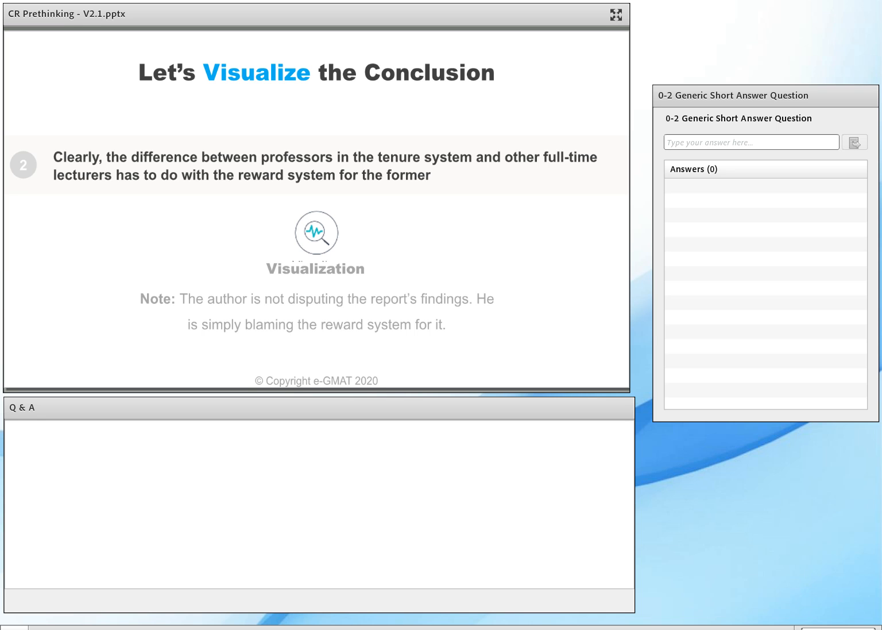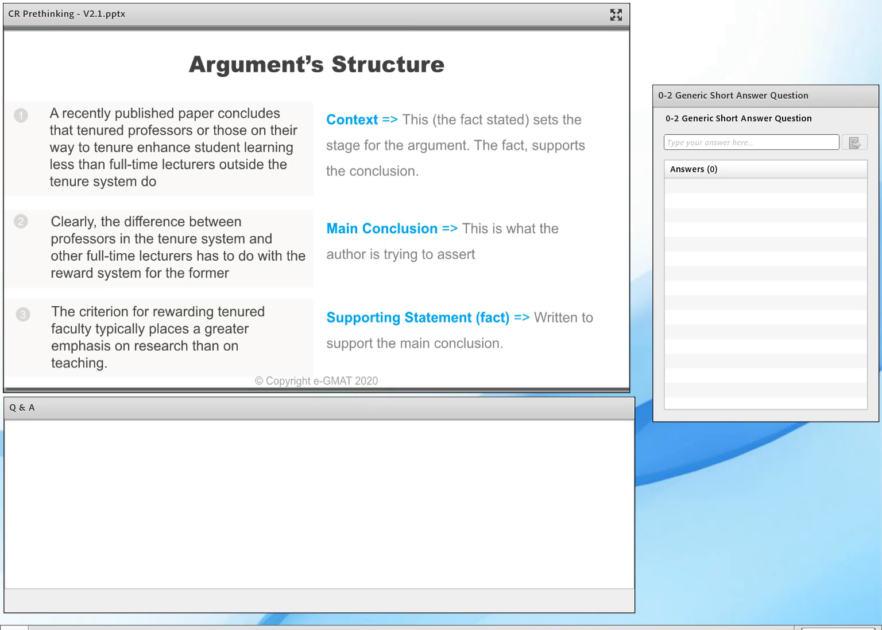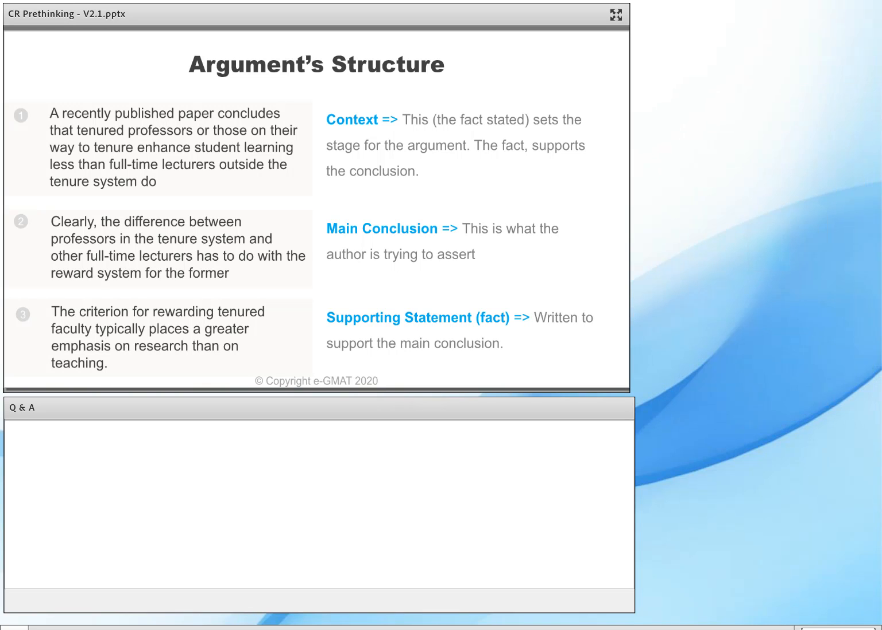Again, the key thing over here is the author is actually not disputing the report's finding. Some people think about it. He's just simply blaming the reward system for it. Okay. So let's talk about statement number 3 over here. Just statement number 3. We've already established it's a supporting statement. Now, statement number 3. Whose reward system does statement 3 talk about?